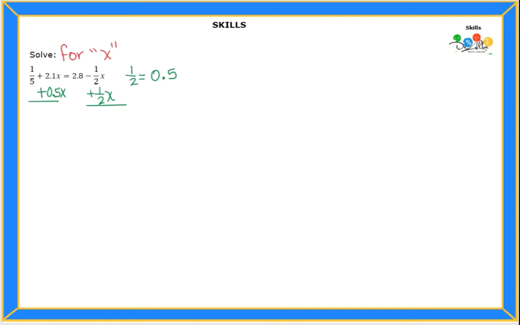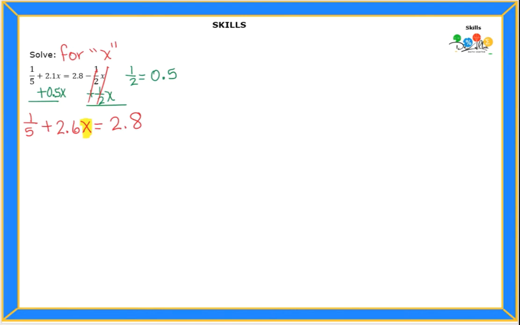So what happens to the half x's over here on the right? It cancels, right? On the left, I do see a 1/5 plus 2.1 plus a 0.5, it's 2.6x equals 2.8. Okay, so I do see that x, it's now on the left only. There's no more x's, right?